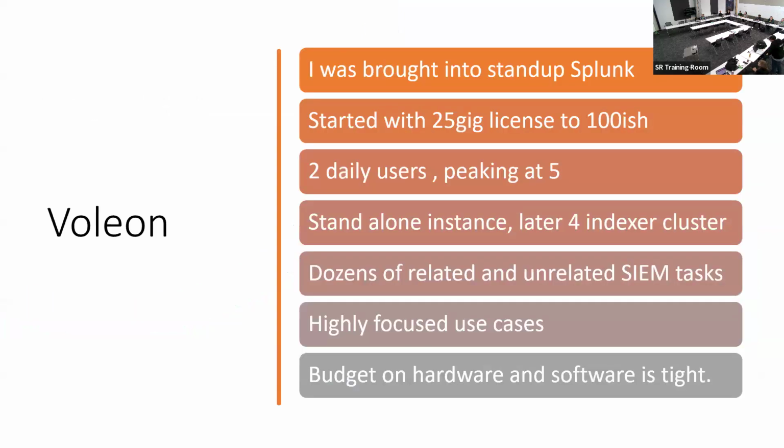And I went over to Folion. I heard the people were great. I had some former coworkers working there. Small shop though, small shop. They had purchased a 25 gig license for Splunk and bought all the wrong hardware. And they said, can you come in here and solve this?